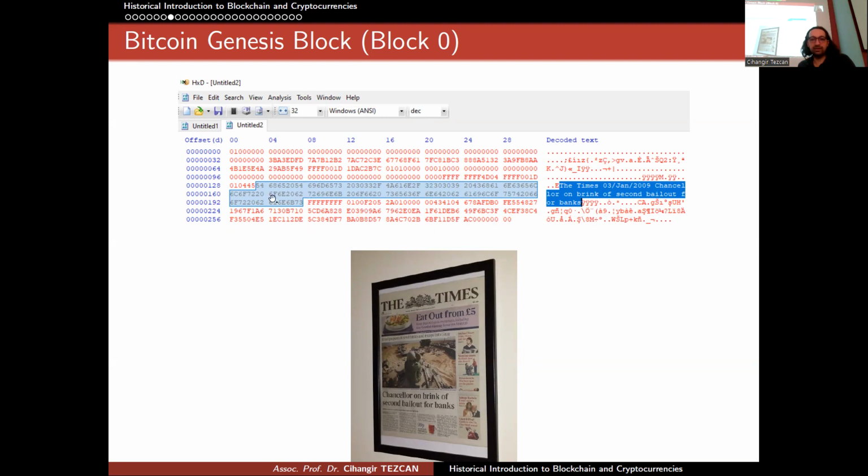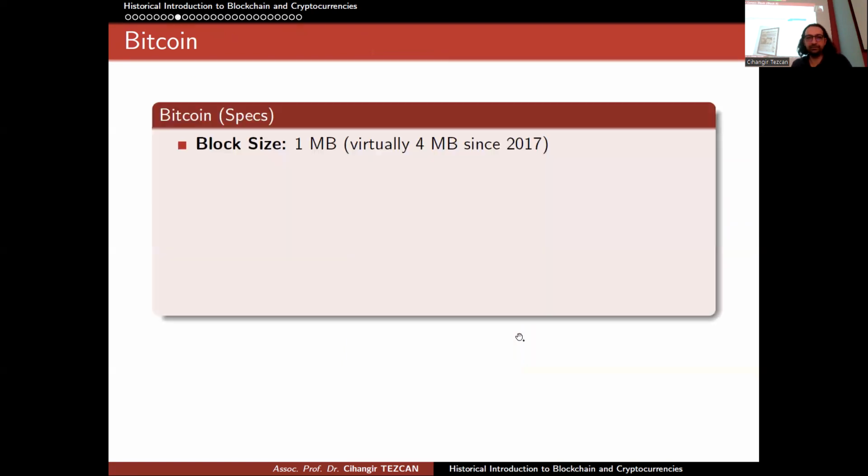And the rest of the part is the account number that these 50 bitcoins are rewarded to. So these 50 bitcoins are never used. So the first money rewarded in the Genesis block is not used, but actually it is not possible to use anyway, because there is a quirk here. So probably it was done intentionally. Even if Satoshi wants to use those 50 bitcoins, he cannot. But I believe that he did it intentionally. Okay.